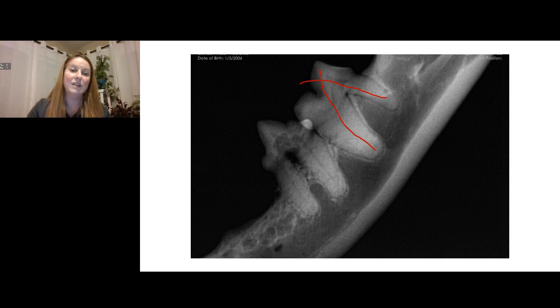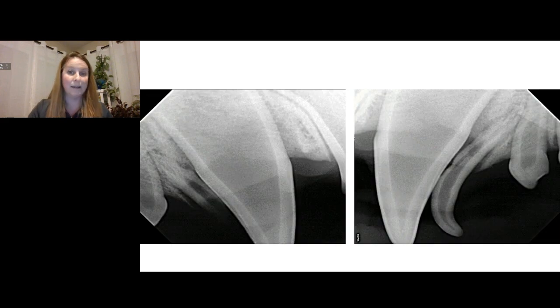But this, we have type 1 tooth resorption, right? Type 1 tooth resorption is a focal or multifocal radiolucency with an intact periodontal ligament space. This tooth is going to have to come out completely. So we don't get to crown amp these guys. They have to go. So make sure you get that out completely.